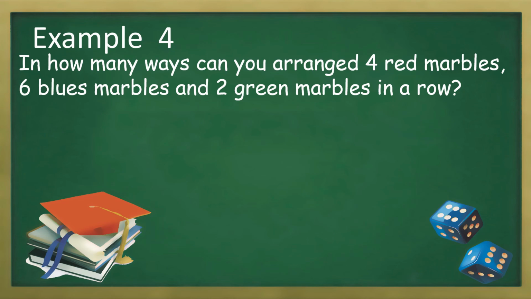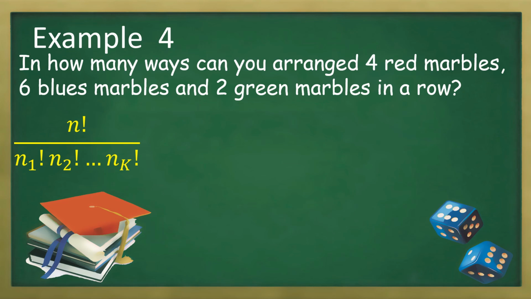Okay, so let's have the last one. In how many ways can you arrange 4 red marbles, 6 blue marbles, and 2 green marbles in a row? Since you're arranging red marbles and the red marbles are identical, same with the blue marbles and green marbles, then we will have distinguishable permutation. So the formula: n factorial over n sub 1 factorial, n sub 2 factorial up to n sub k factorial.